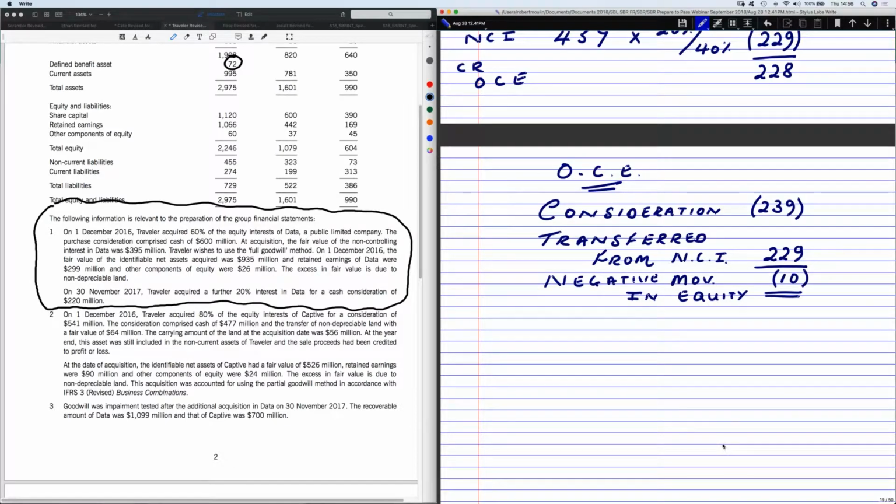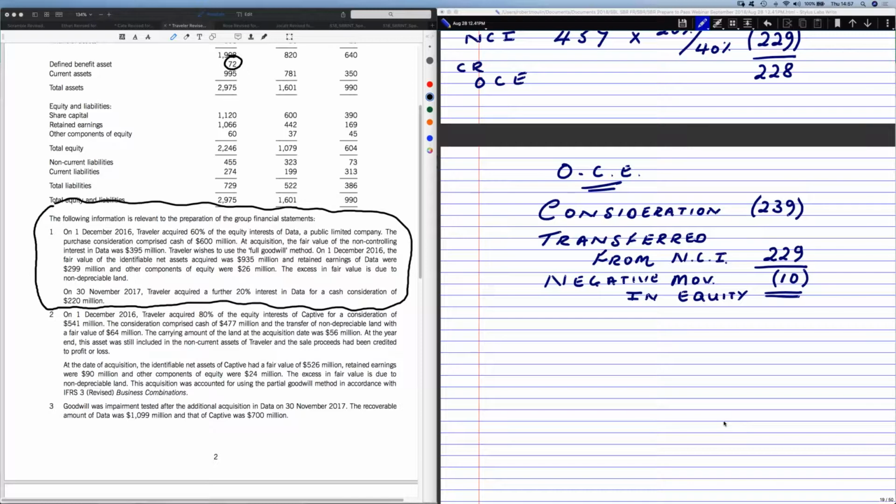Very good, everybody. And please remember, this is not affecting retained earnings. This is not being presented in P&L. This is not being presented in OCI. It is literally a shift in equity between the NCI and the owners of the parent, resulting in either a positive or negative movement in equity. It is not presented within OCI. Are we okay, please? Because I'm going to change this before we have a break.